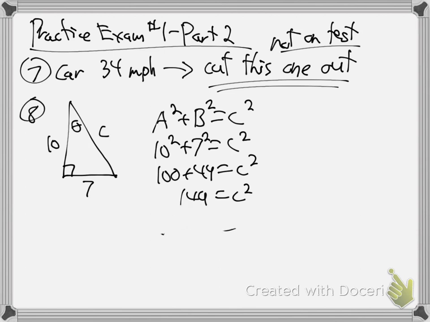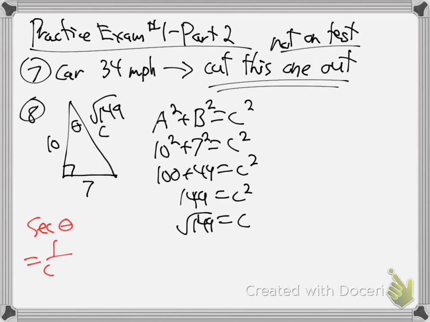Getting a little scribbly there. So c is the root of 149. Okay, so root 149, that's c. Now what do they want from me? They actually want me to find on this question the secant of theta. Now what's that? Well, it's 1 over the cosine, right?